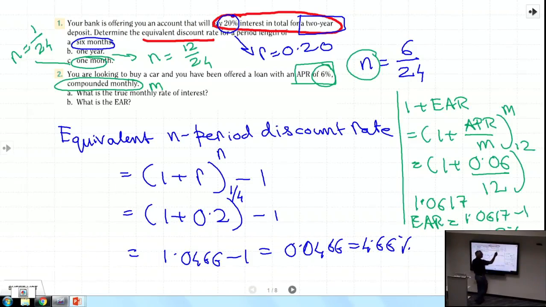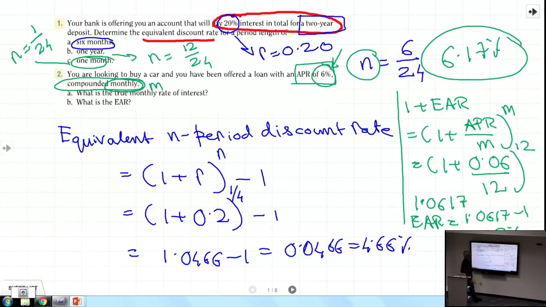So although the nominal rate is stated as 6% annually, because of monthly compounding, your effective interest rate is 6.17% annually. Effectively, you're paying a little bit higher than the annual percentage rate. The true monthly rate, of course, is 6% divided by 12, which will be 0.5%. Okay, so that's problem number 2.